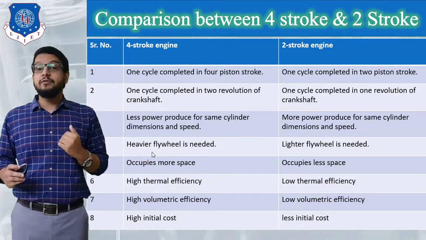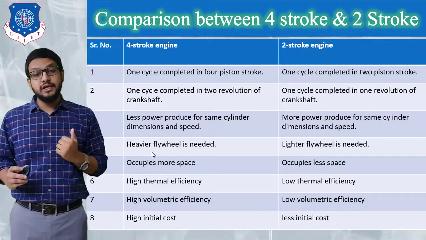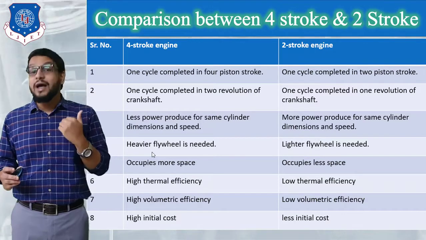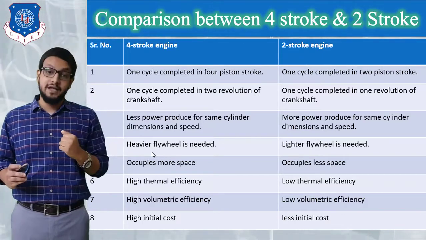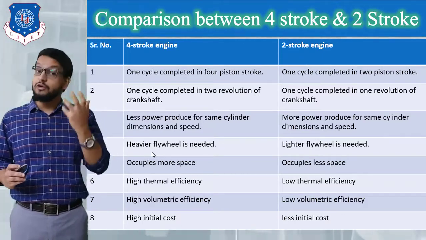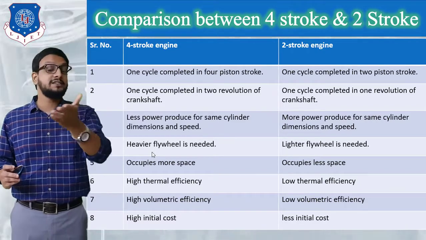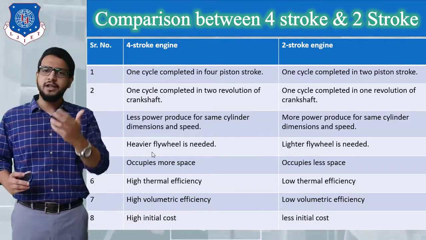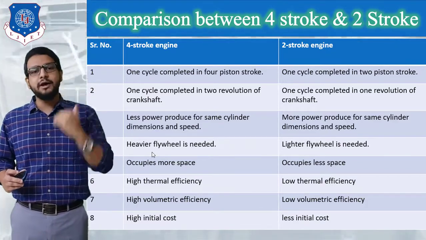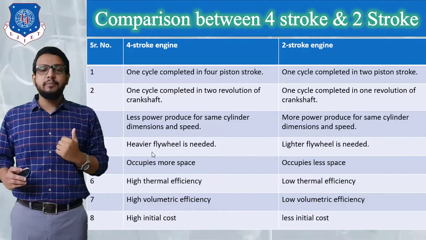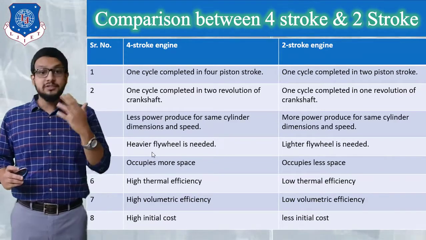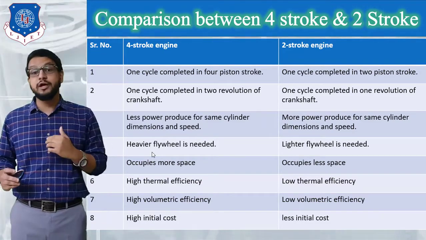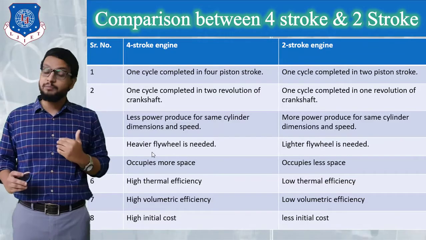Next point is that a heavier flywheel is needed in a four-stroke engine, since we know that the overall construction of a four-stroke engine is quite heavy. Why? Because it is also using a cam mechanism, that is, a camshaft is provided to operate inlet and exhaust, whereas there is no such requirement in a two-stroke engine. So we can use a lighter flywheel in that case. Next point, since cam mechanism is used and there are 4 piston strokes, the occupation of space will be much higher in a four-stroke engine, whereas it is lesser in a two-stroke engine.